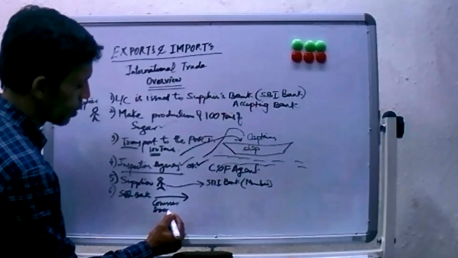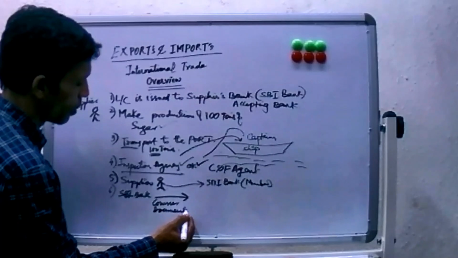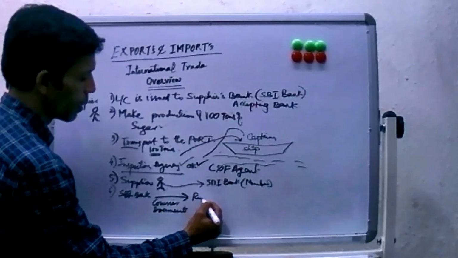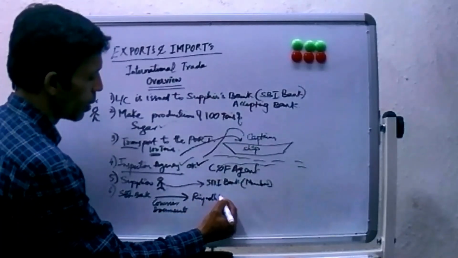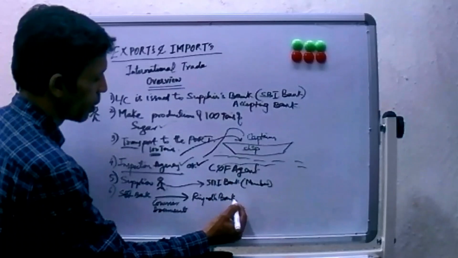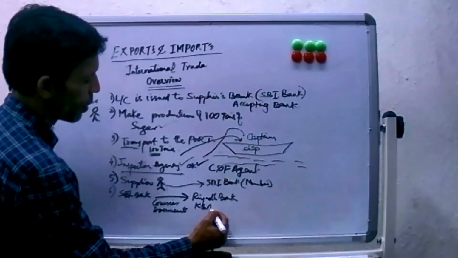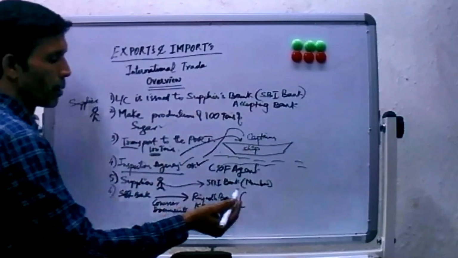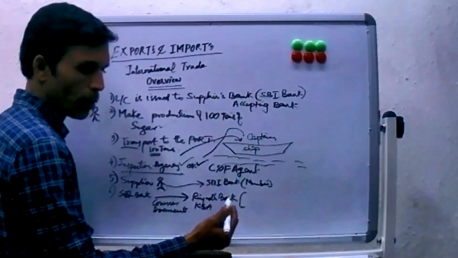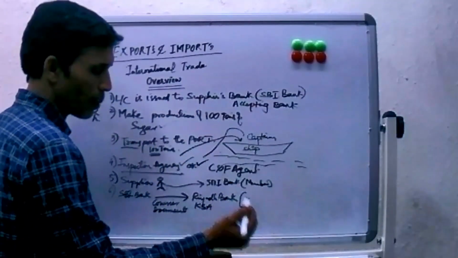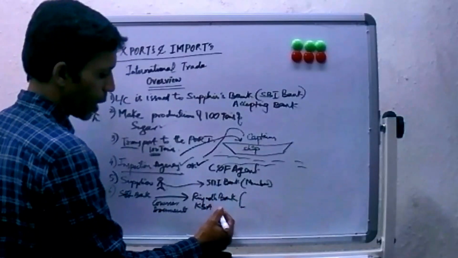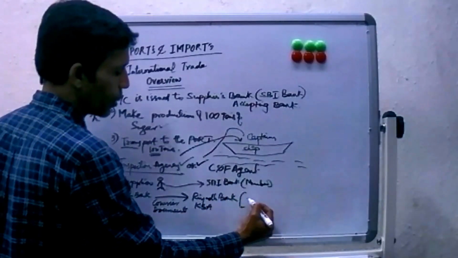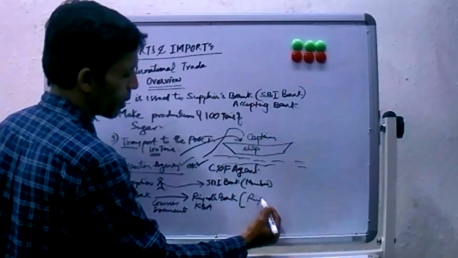The documents go to Riyadh Bank, KSA, as per the branch. Let us say the buyer is in Riyadh, and there is a branch. So as per the address of that one, it will send it to the Riyadh Bank in Riyadh.